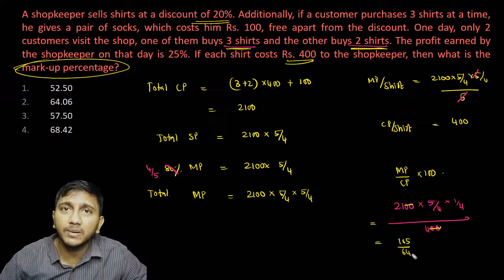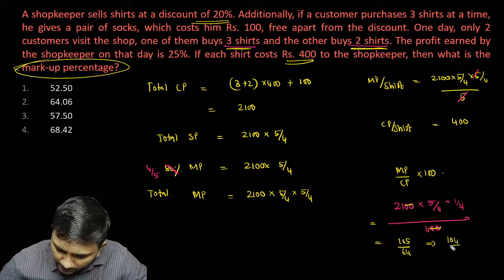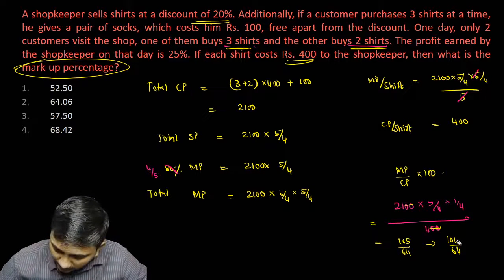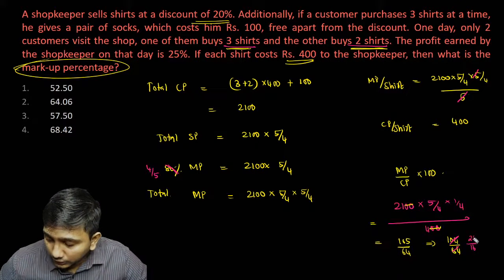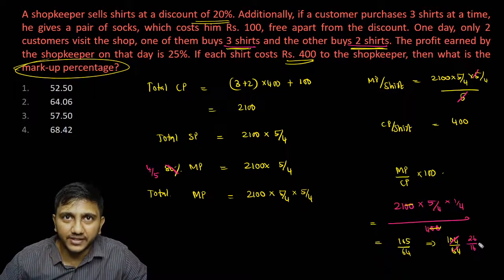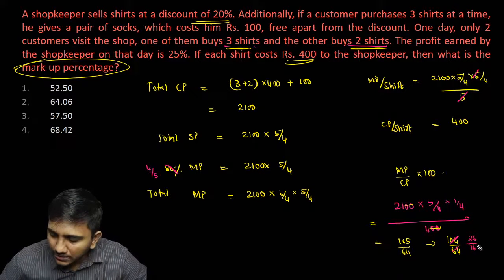I've got 105 by 64. I could approximate it to 104 by 64. Right. If I cancel by 4, that will leave me with 26 by 16. So 26 by 16. So that is going to be 10 by 16 more than 100%. Right. 1 by 16 is 6.25%. So this is going to be around 162.5%, or I can say the markup is going to be 62.5%.